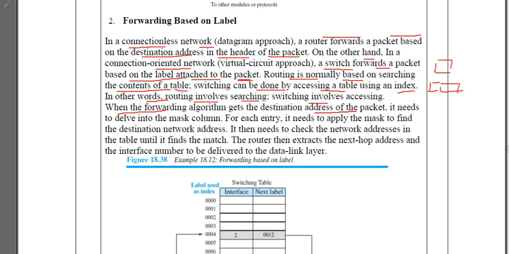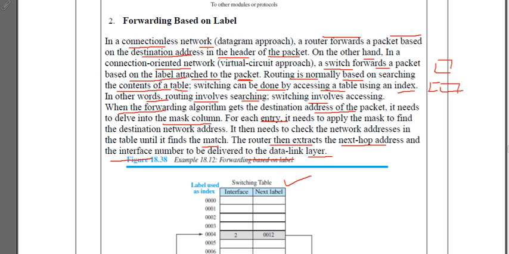When the forwarding algorithm gets the destination address of the packet, it needs to apply the mask column. For each entry, it needs to apply a mask to find the destination network. Then it needs to check the network address in the table until it finds a match. The router then extracts the next hop address and the interface number to deliver to the data link layer.